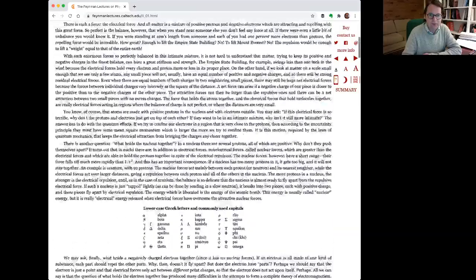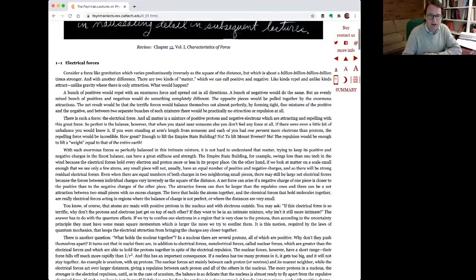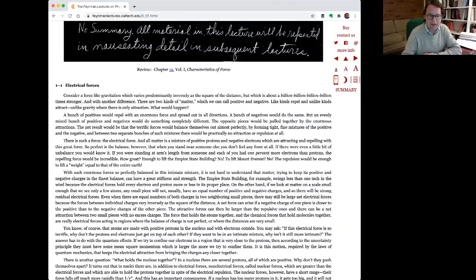So, just to give you an idea of why I think these are quite exciting texts, just read this first paragraph with me here. Consider a force like gravitation, which varies predominantly inversely as the square of the distance, but which is about a billion, billion, billion, billion times stronger. And with another difference, there are two kinds of matter. Some which we can call positive and some which we call negative. Like kinds repel and unlike kinds attract. Unlike gravity, there is only attraction.